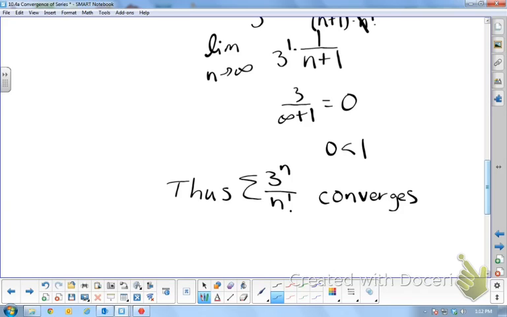In the AP test, would we have to put something like 0 is less than 1? I would say yes. I would actually even get more specific. I wouldn't just write 0 less than 1. I would write because the limit was less than 1 according to the ratio test, the sum of 3 to the n over n factorial converges.